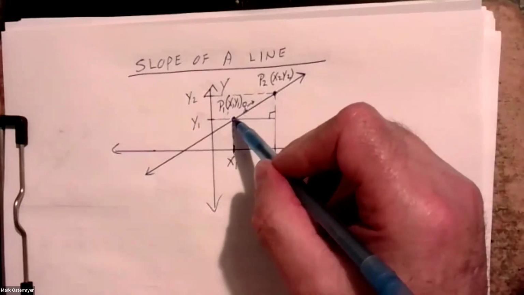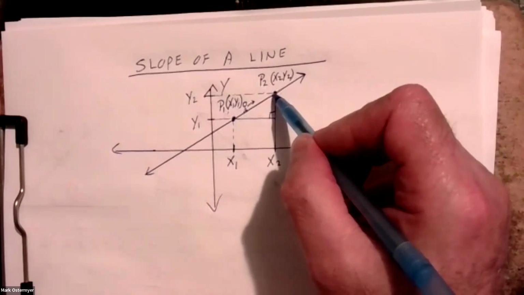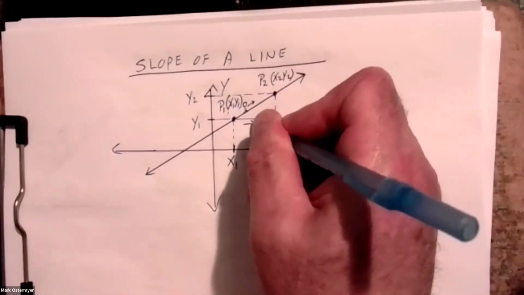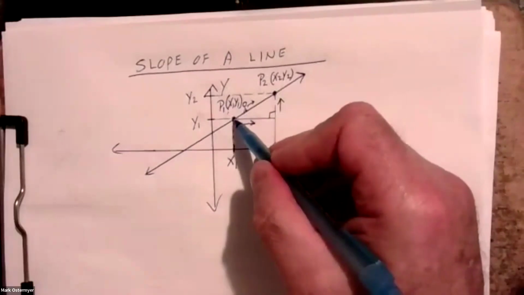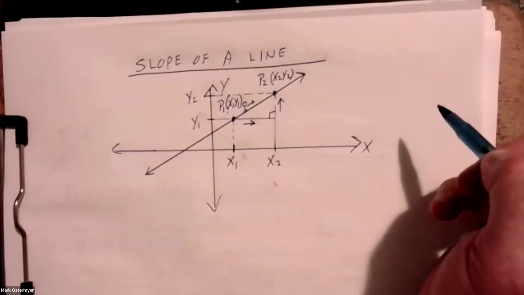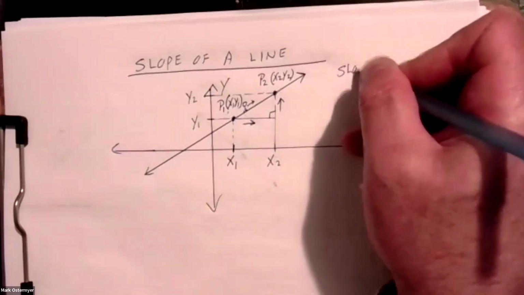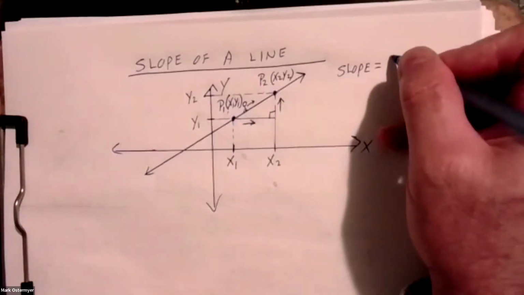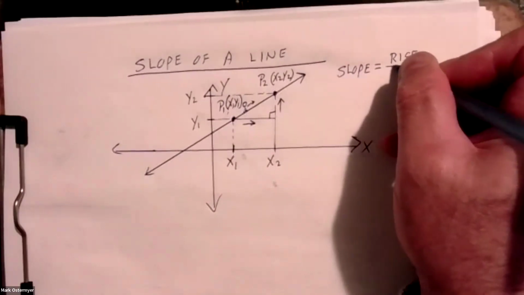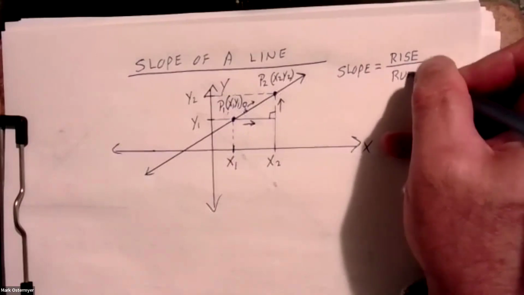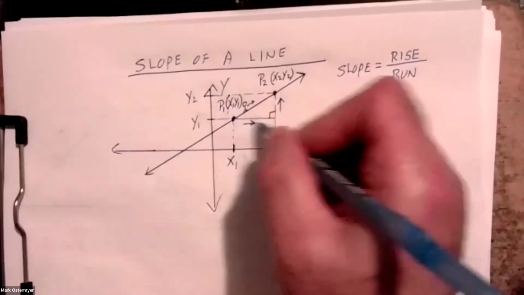Now, when this person crawls up this line from point P1 to P2, two things are going to change. They're going to experience a horizontal change in their position, and a vertical change in their position as they go up along this line. So in a crude sense, ladies and gentlemen, the slope of a line is a ratio. It's the ratio of the amount of vertical change to the amount of horizontal change that you experience when you move from one point to another point on a line. We like to call it the ratio of rise to run. Rise is the vertical change, run is the horizontal change.